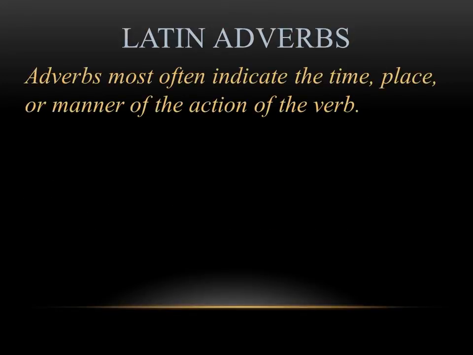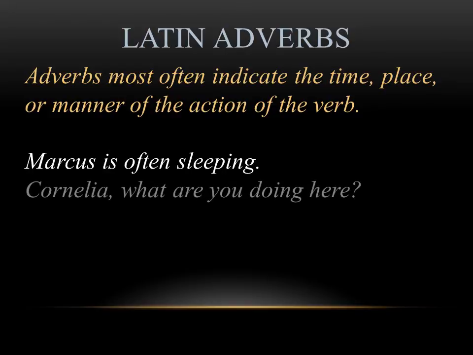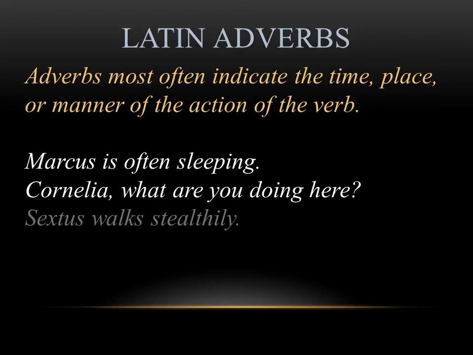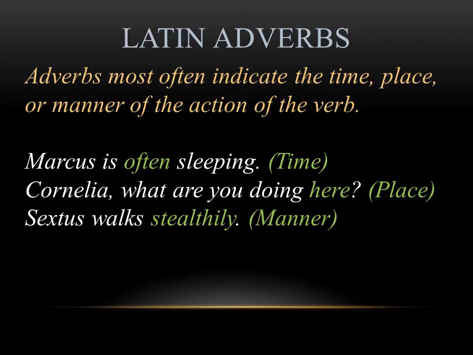So adverbs most often indicate the time, place, or manner of the action of the verb. So for instance, if we had Marcus is often sleeping, or Cornelia, what are you doing here? Or Sextus walks stealthily. There's adverbs in each one of these sentences. The first, the word often is describing the timing of the action. So you're saying, when is Marcus sleeping? He's sleeping often. In the second sentence, it's showing place. So you're saying, Cornelia, what are you doing here? The word here is modifying doing. You're saying the place that she is doing.